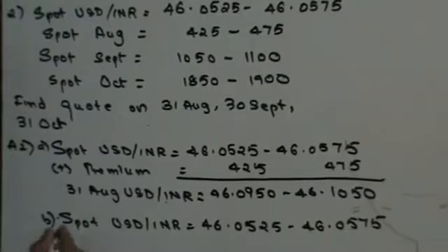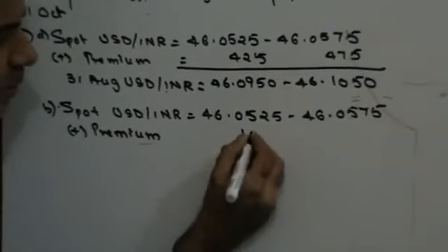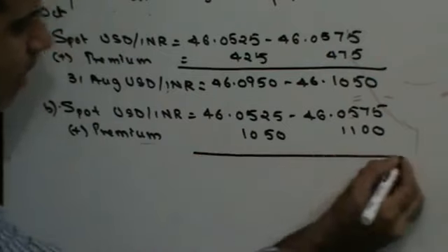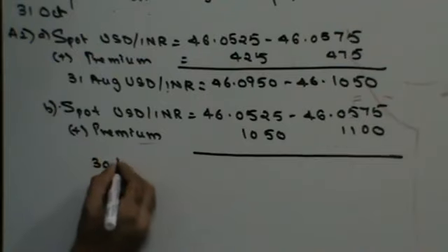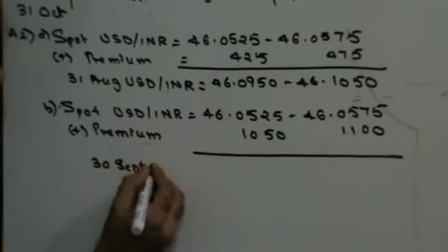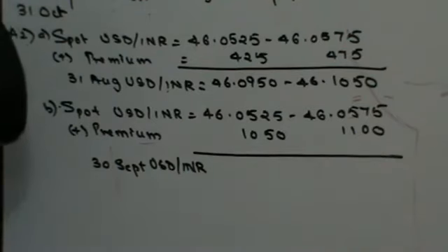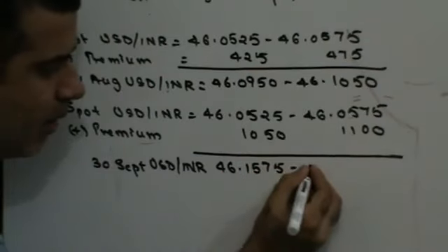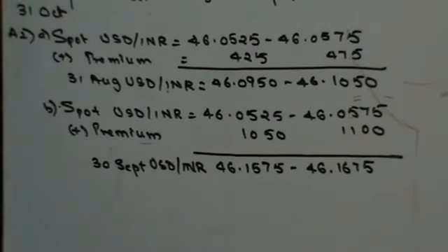Fine. So let's add the premium, guys. If I add the premium, premium is 1050 and 1100, right? So when I'm adding the premium for September, that means I will get my 30th September USD INR rate. When you add this, it will come to 46.1575 and 46.1675. Fine, do we get this in here?